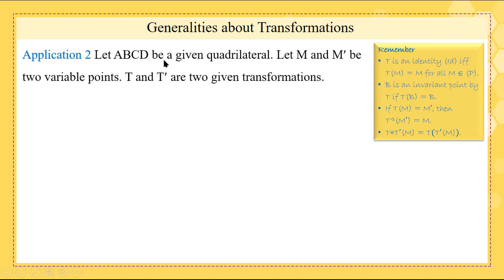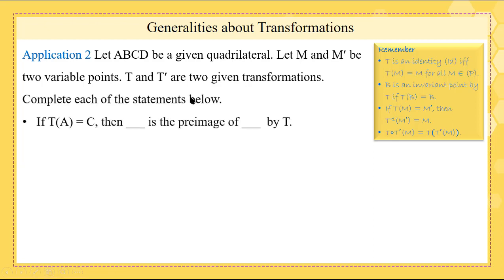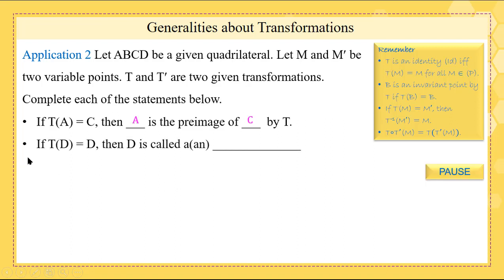Application 2. Let ABCD be a given quadrilateral. Let M and M prime be two variable points. T and T prime are two given transformations. Complete each of the statements below. Try to answer it. Now, if T of A is equal to C, then A is the pre-image of C by T. The second one, try to answer it.